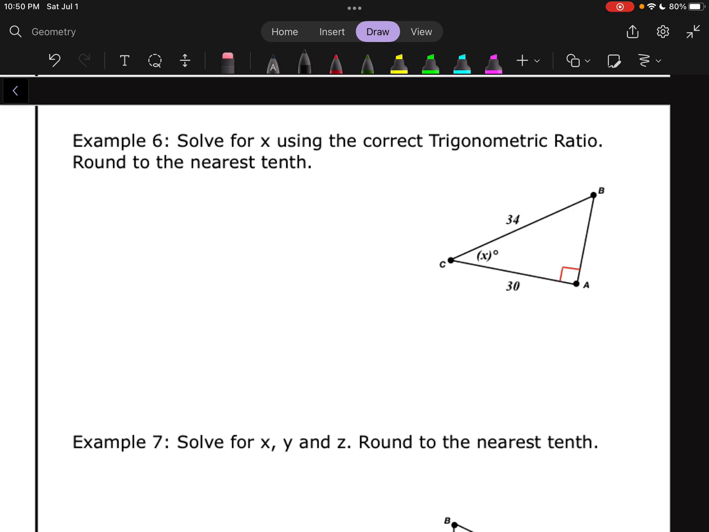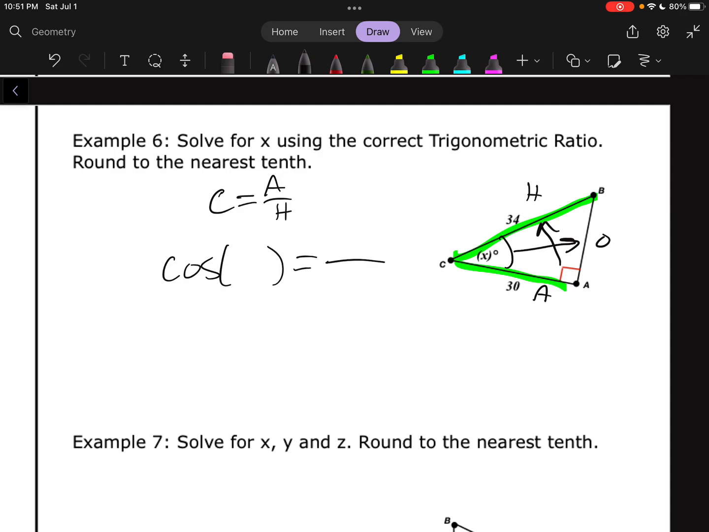All right, solve for x using the correct trig ratio, same deal. That's my O, that's my H, that's my A. This one looks like a cosine to me. We got A and H. So, sorry, A and H here, cosine. Write our equation. X goes inside, that's the angle. Cosine is A over H, so 30 over 34. Switch it to the inverse function so I can plug in the ratio to get the angle. And I'm typing it in. Inverse cosine of 30 over 34 gives me 28.1.